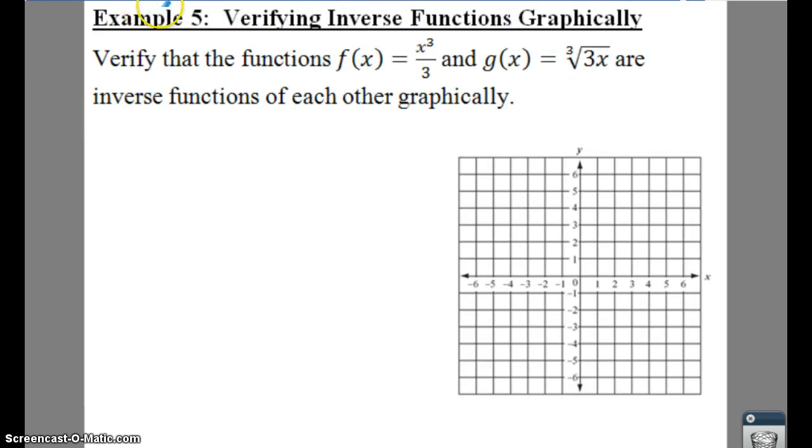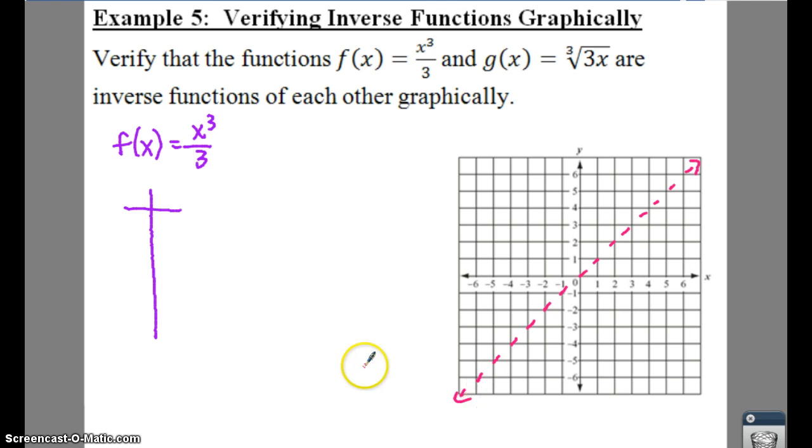So what we should do here for example 5 is graph each of these functions. Let's graph f of x equals x to the third over 3. We're just going to make a simple table, and we want to see if it'll reflect over your y equals x line, which would be going through here, and then going down this way, like so. We need to plug some values into our table. Here's our x, here's your f of x.